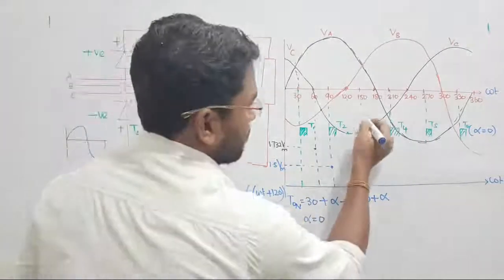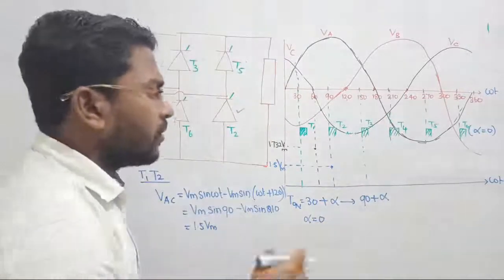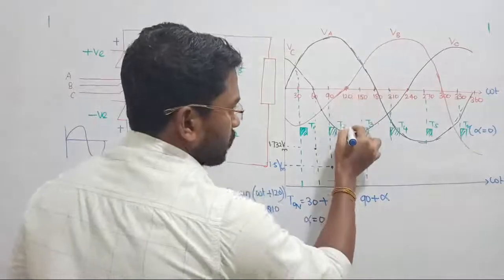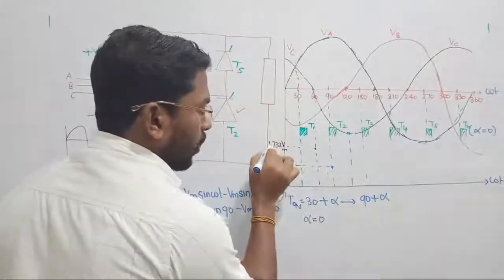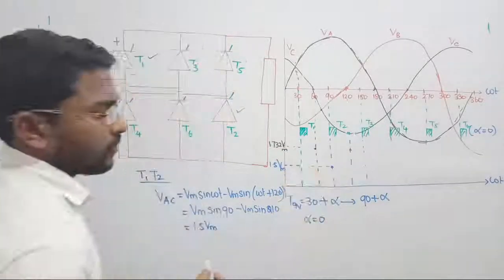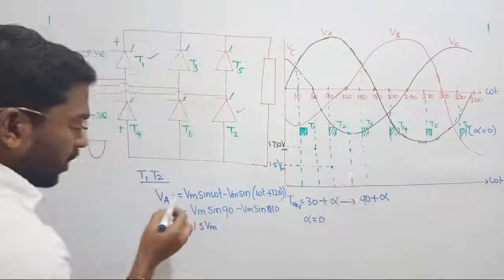Next, thyristor T3 will be triggered here. Can you estimate? Immediately you calculate a value. If you calculate the value at 120, you will get once again 1.732 times the maximum voltage. How will you calculate? At omega t equal to 120, same waveform.